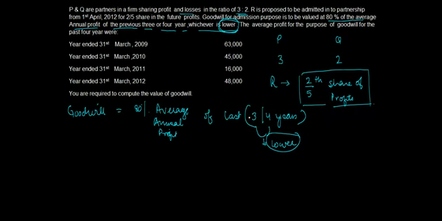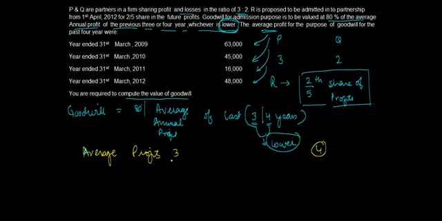You first need to calculate the average profits for the last 3 or 4 years. For the purpose of computing your average profits, the profits of the last 4 years are given. You're required to compute the value of the goodwill. Since goodwill is based on average annual profits for the last 3 or 4 years, I first need to calculate the average profits, for 3 years and 4 years. Let's say we calculated for 3.